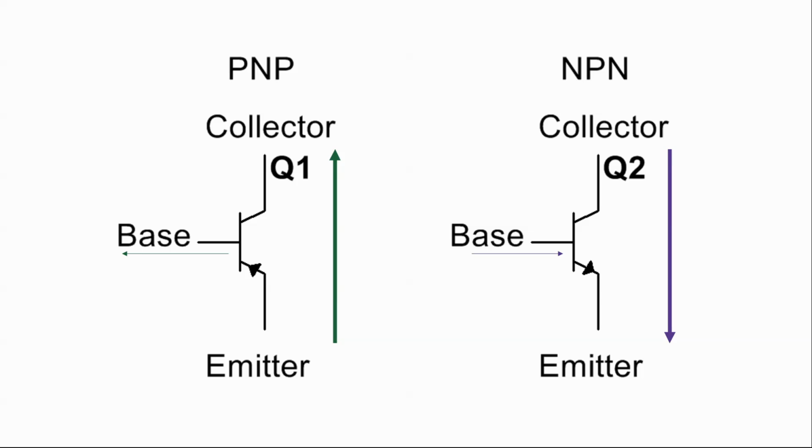For an NPN transistor, when a little bit of current flows into the base, the transistor turns on and allows current to flow from the collector to the emitter. For a PNP transistor, when current flows out of the base, the transistor turns on, and current can flow from the emitter to the collector.